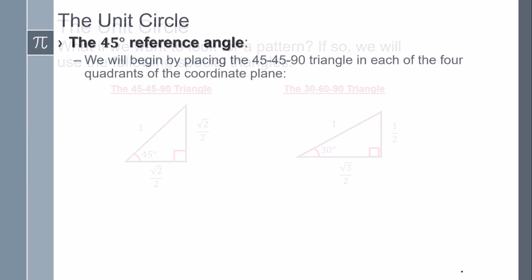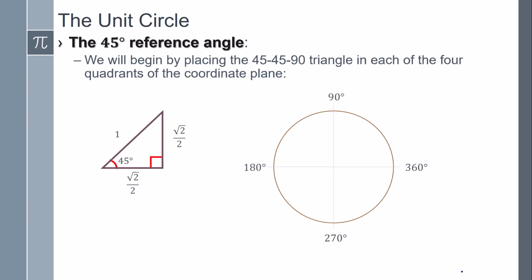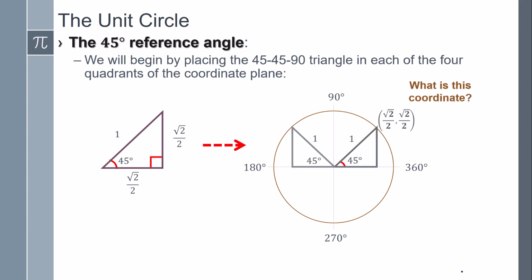Now, what's going to happen here, and this is going to be a lot of information thrown at you, is that we're taking all of these triangles and putting them on the unit circle. For example, if I were to put the 45 triangle right here, that's 45 degrees. My coordinate would be radical 2 over 2.